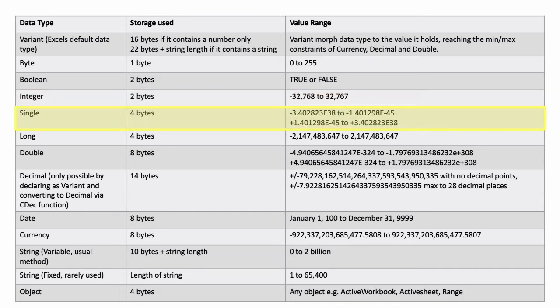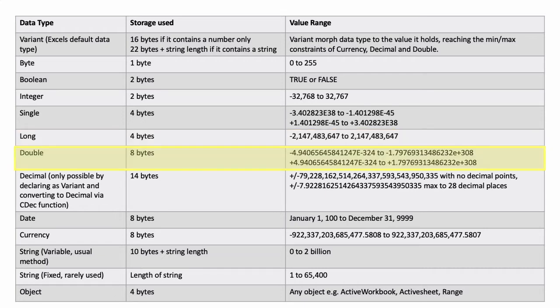Single holds 4 bytes and is for decimal places. As you can see, it goes up to a number of decimal places there for a certain level of accuracy. A Long is a very popular type to store numbers within, because it stores negative 2.1 billion to positive 2.1 billion, and is also quite efficient at 4 bytes. So it is a very popular way to declare numbers.